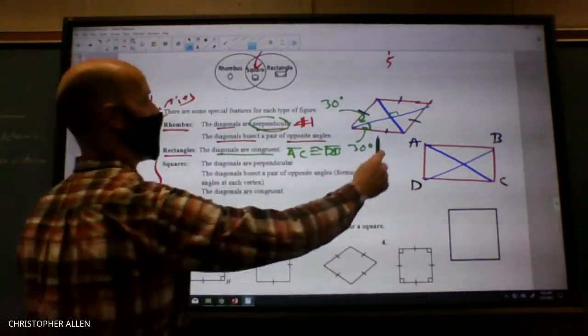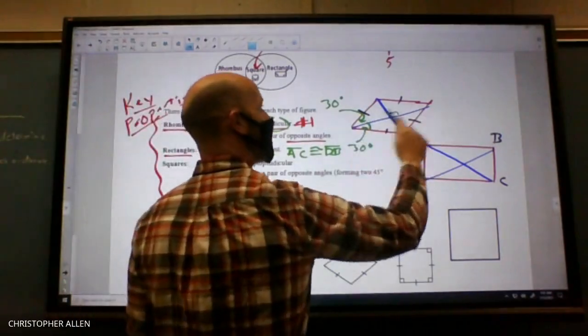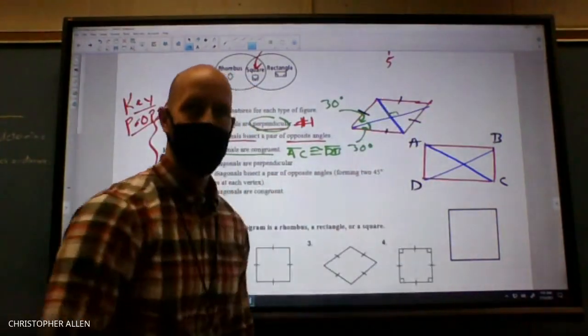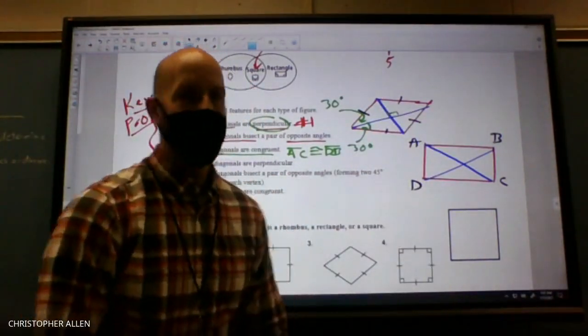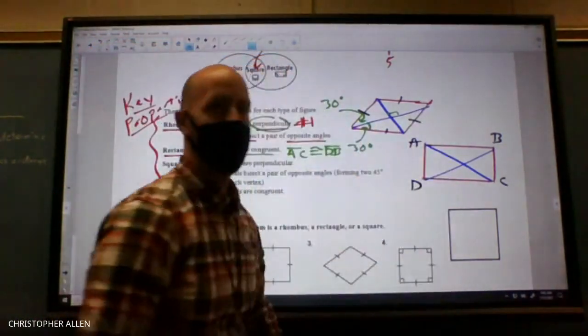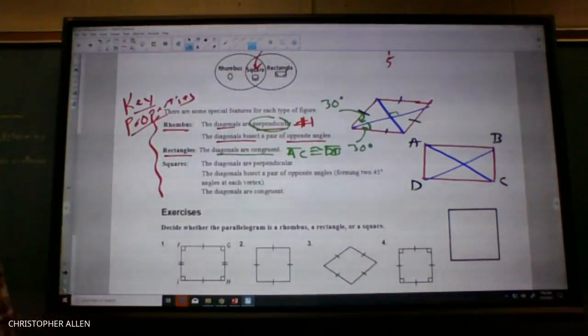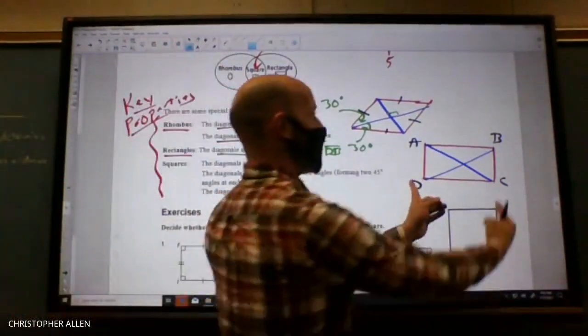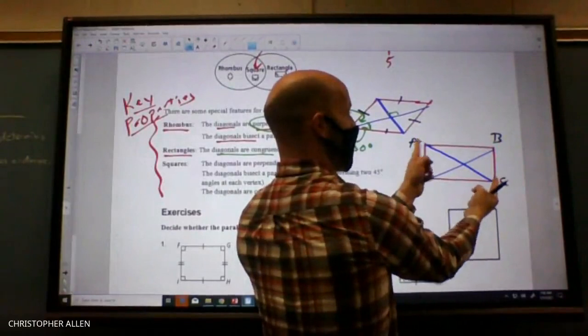Now notice up here in this rhombus, is this diagonal the same length as that diagonal? I mean, you could just look at it and see this one's shorter than this one. So that's not true in a rhombus necessarily. But in a rectangle, this length has to be the same as that length.